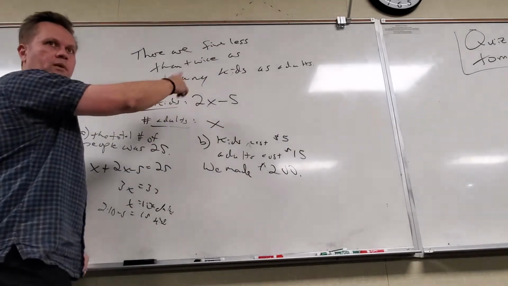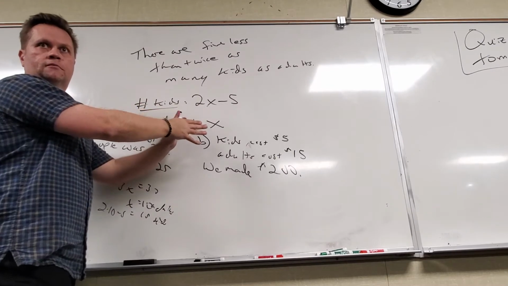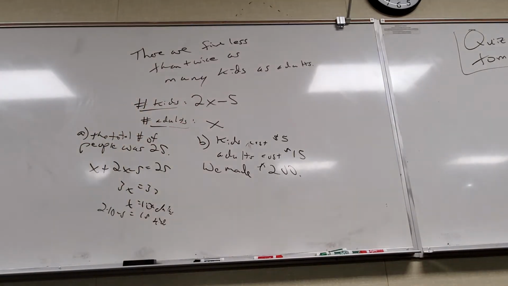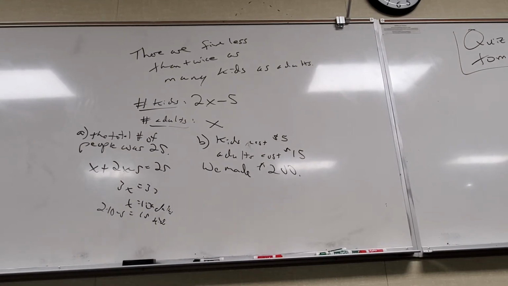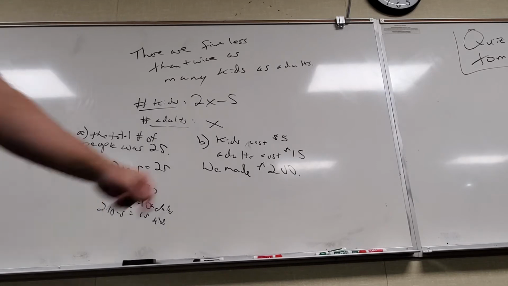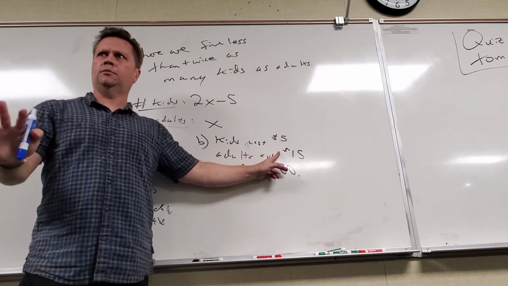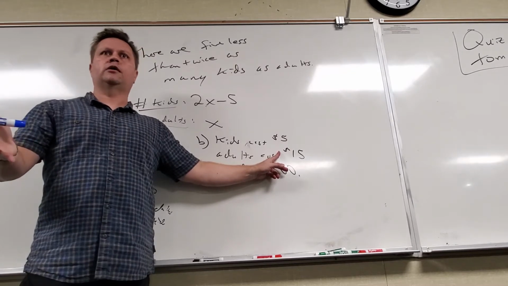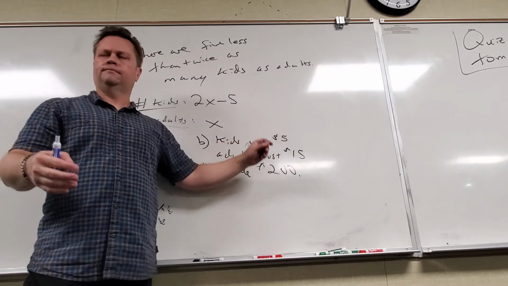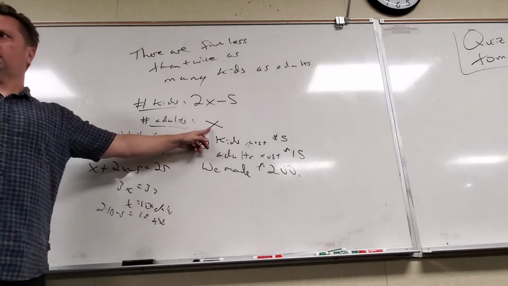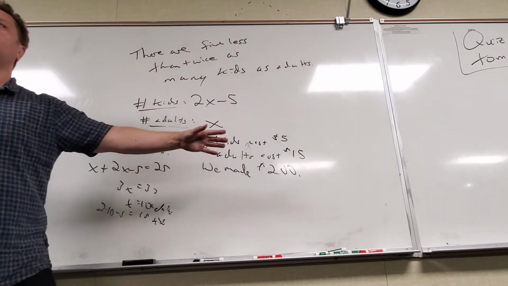So how much money did I make off the adults? 15. No, that would be if I had one adult. I would make $15, right? Do you guys get that part right there? If there were two adults, how much money would I make off the adults? $30. Everybody see that? Everybody cool? How many adults were there? Hold on. How many adults were there? X. So how much total money did I make off of them?